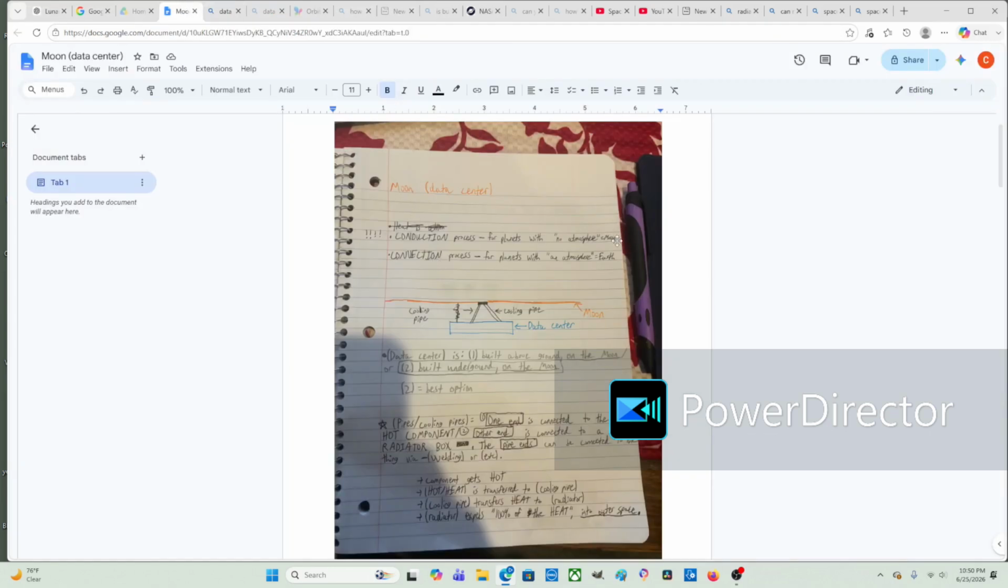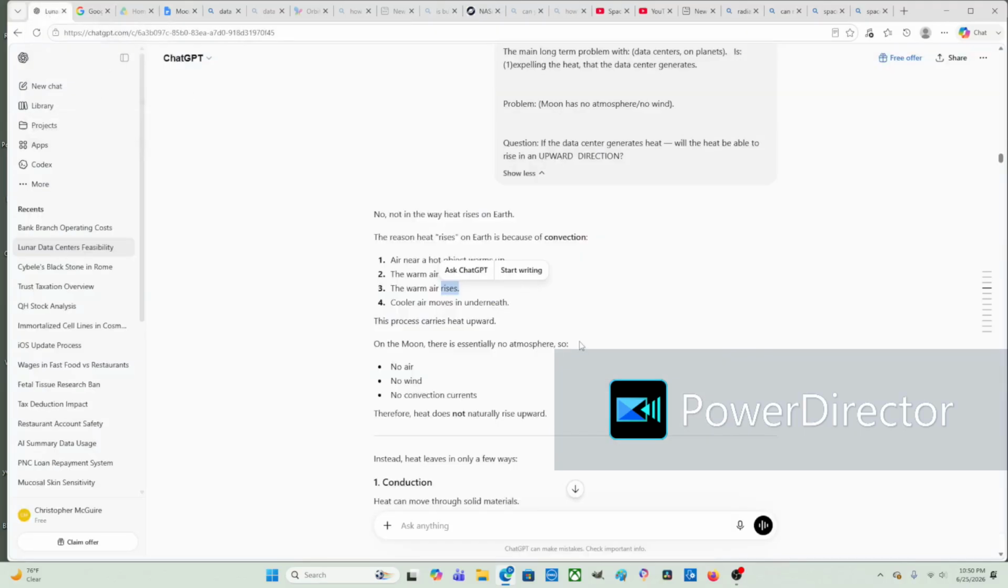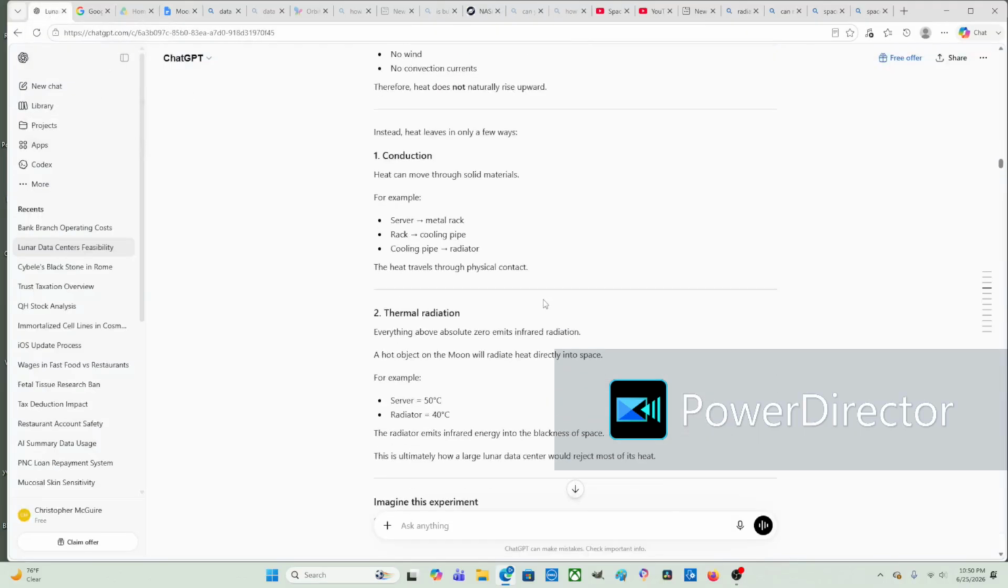But for the moon, no atmosphere, you have to rely on the process of conduction. And I explained it in the beginning of this video. It can be kind of difficult, but it has to do with conduction. This is on the moon, no atmosphere. Heat can only move through other solid objects.